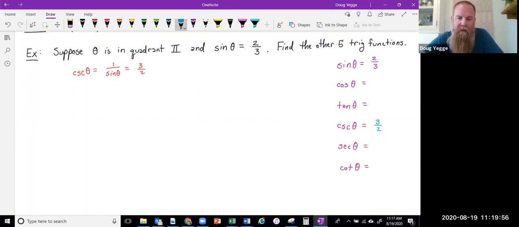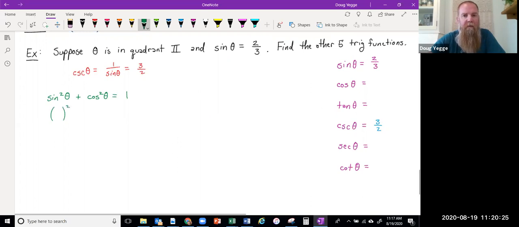Well, what else can I do? I also have another identity. There's another identity that relates sine theta to some other function, and that identity is a Pythagorean identity: the fact that sine squared theta plus cosine squared theta is equal to 1. But if I know that sine of theta is 2/3, then I can replace sine theta with 2/3. And now notice that the only unknown is going to be cosine squared theta.